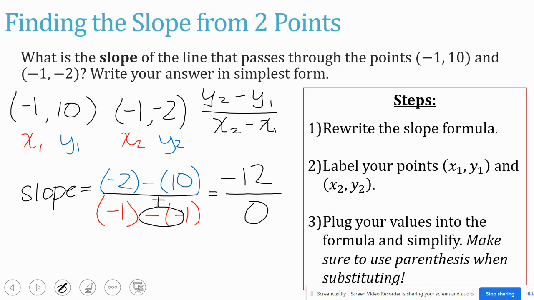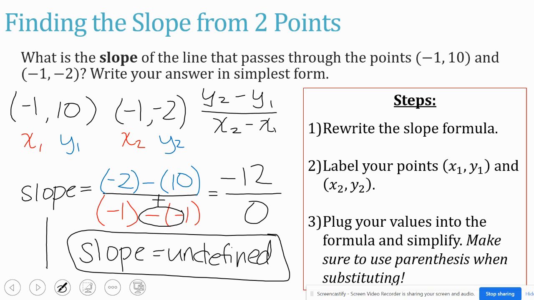-12/0. Now, hopefully you remember that we cannot divide by 0. If you were to put this in the calculator, you would get an error message. So that means that this slope is undefined. So slope here is undefined, which is totally fine. It just means that when we graph these 2 points and connect them, it is a vertical line, just like when we saw those visual representations of slope. So it's okay to get the 0 in the denominator, but you have to remember that if that happens, that means the slope is undefined.